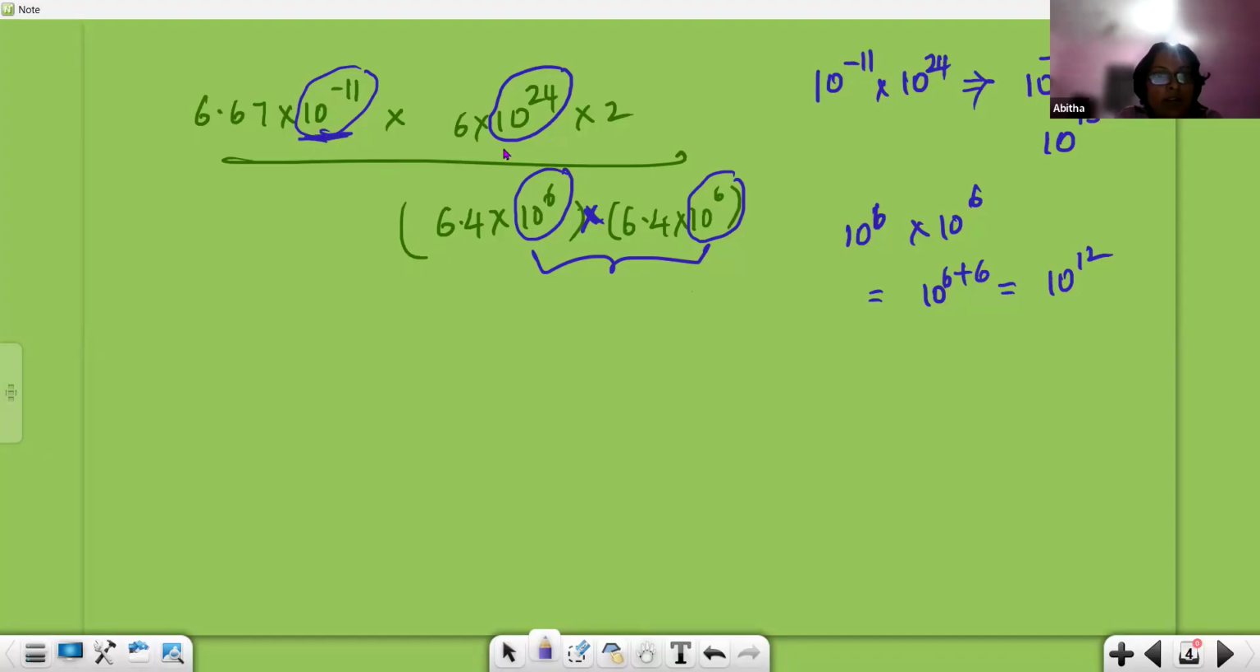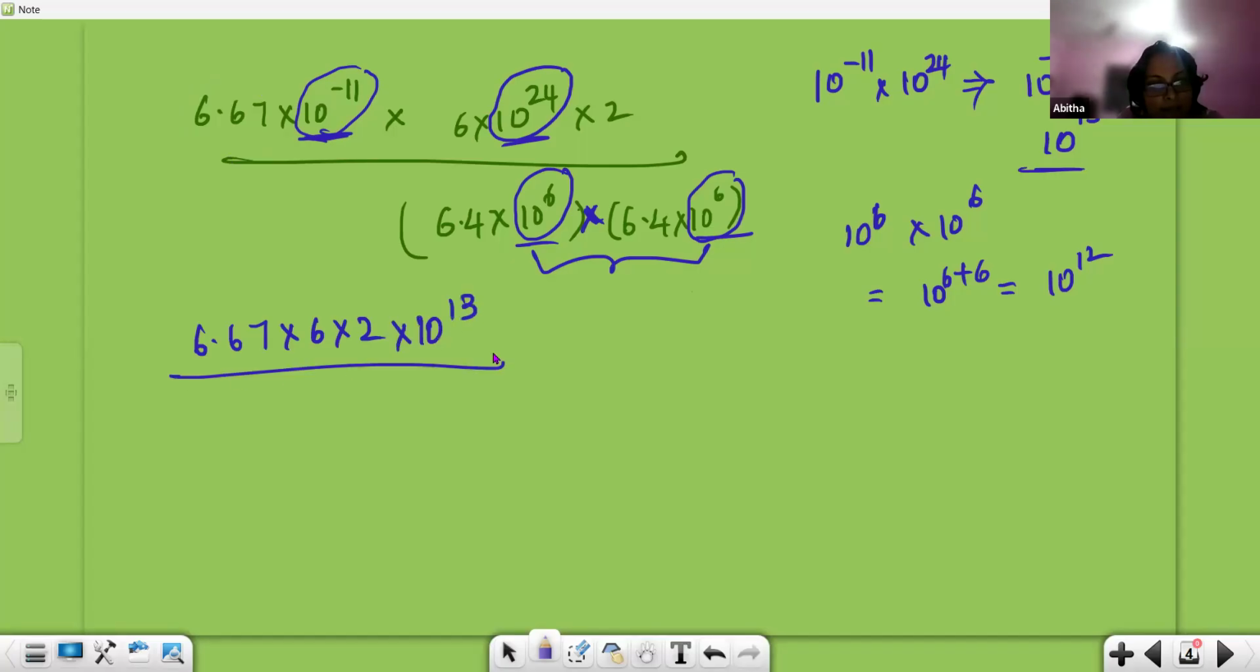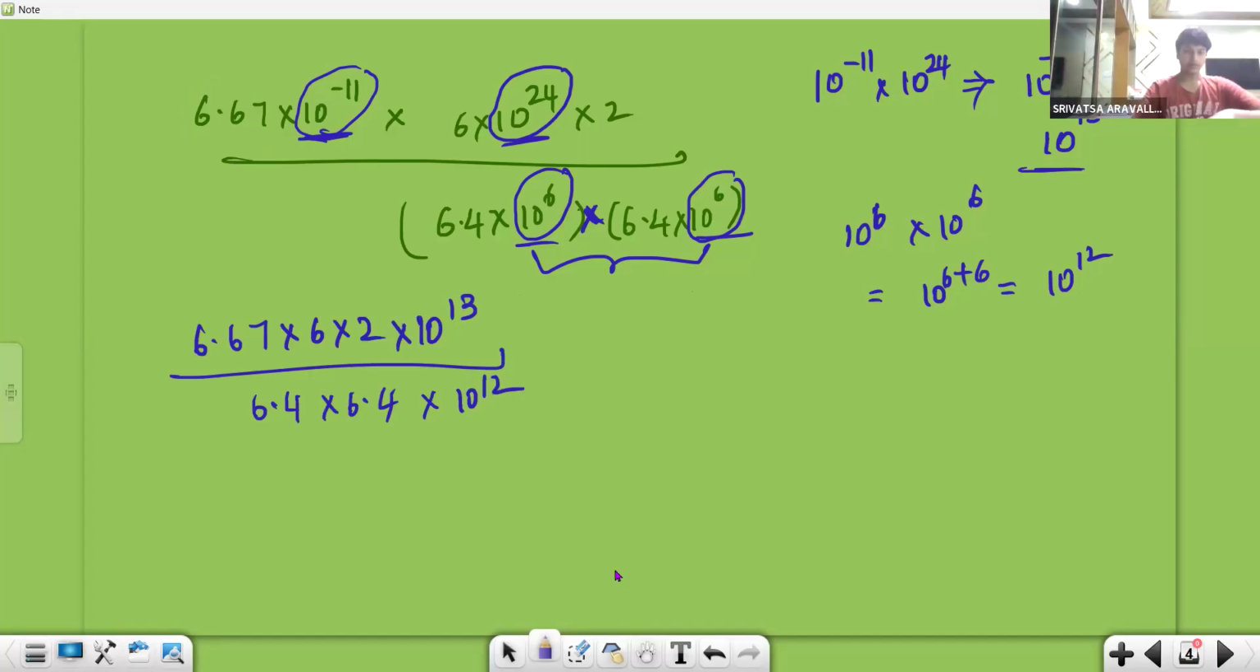So we calculated these terms. And what about the remaining terms? We have to do the same multiplication. What we have is 6.67 into 6 into 2. These are the terms we have. And in the numerator, I got 10 power 13. And I have 6.4 into 6.4, twice, and these two together gave me 10 power 12. Correct? Yep, correct.